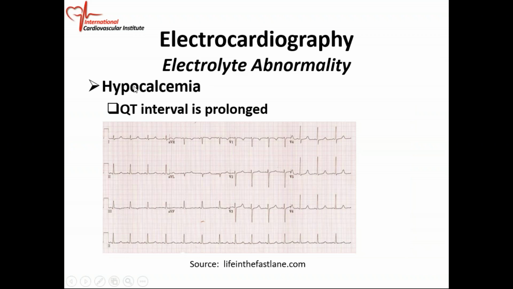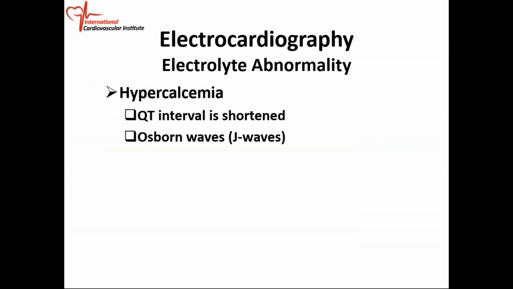Now, calcium. Calcium is also very important. You can get a low calcium, and your surface ECG will help you with that. With a low calcium, your QT interval is prolonged. Again, QT is from the onset of the QRS to the end of the T wave. When you measure it, it's prolonged. So that is suggestive of hypocalcemia.